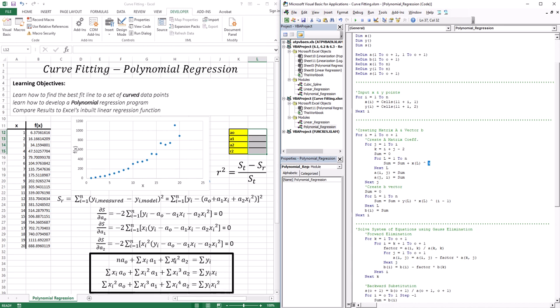So now we created the sum of xi squared here, and the sum of xiyi here. Okay, so let's go to the second loop of the j. It's going to be 3 plus 2, so that's 5. 5 minus 2, that's 3. So now this loop is going to create the sum of xi cubed, right?